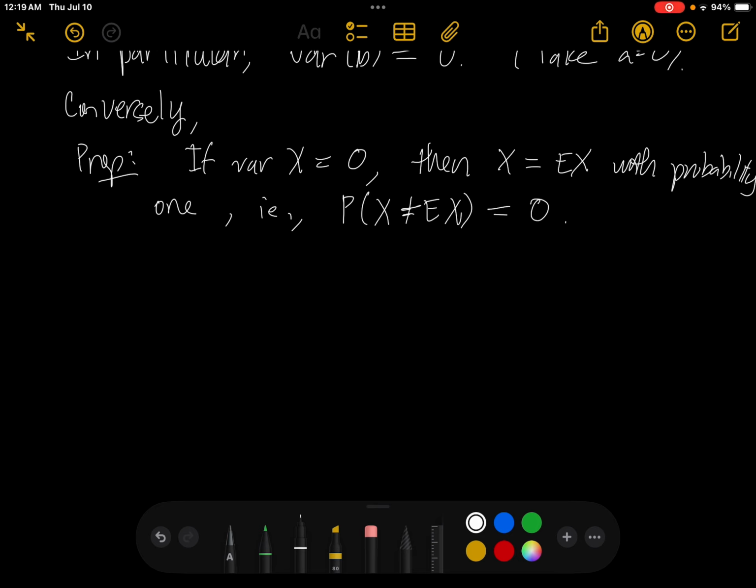And that's not necessarily saying that X is always equal to EX. So for instance, it could be that X is constant except for 2 points. Maybe X is a continuous random variable, but it's not equal to the expectation of X at 2 points, but everywhere else it's equal to the expectation of X. Then the probability that X is not equal to the expectation of X is equal to 0.